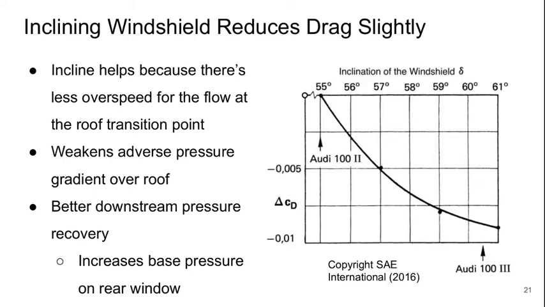So inclining the windshield reduces the drag slightly. And the reason here is that the incline helps because there's less overspeed for the flow at the roof transition point, when there's not as much of a change of direction there. So this weakens the adverse pressure gradient over the roof, which means we're going to have better downstream pressure recovery and an increased base pressure all the way back on the rear window, which is really where the actual drag reduction associated with this geometry change manifests itself.